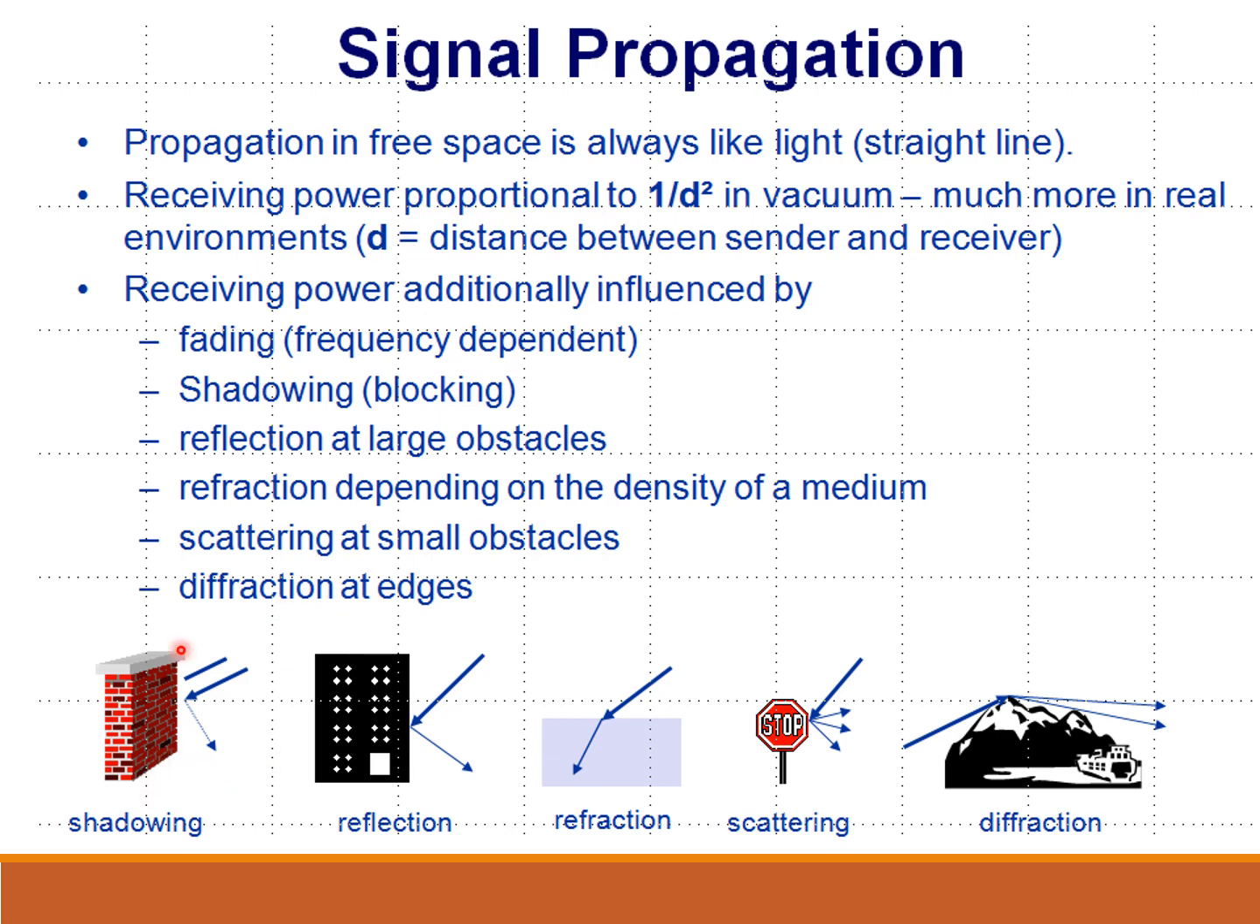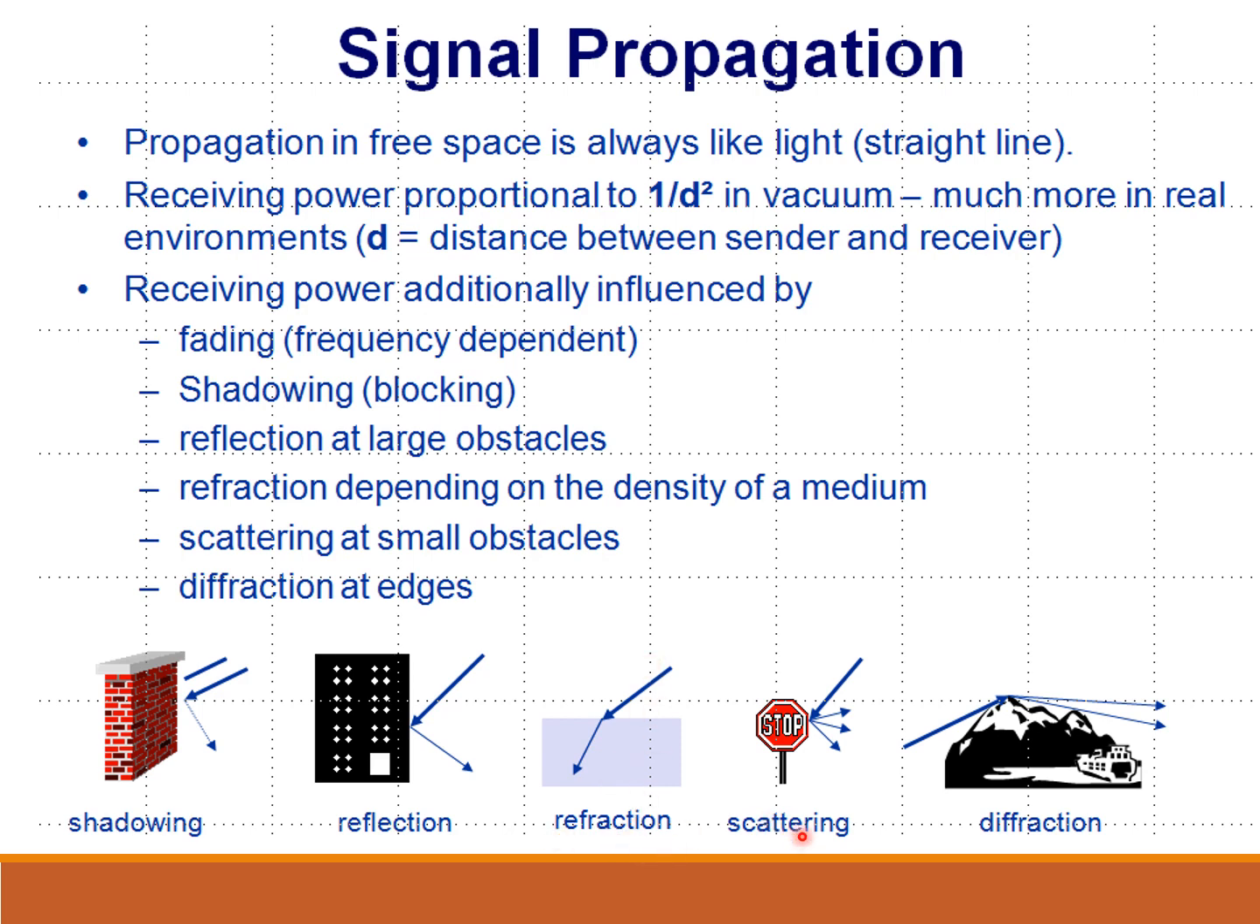Now look at this diagram. You have an object blocking the rays. This is called shadowing. Reflection: the wave impinges on a surface and gets reflected back. So this phenomenon is reflection. And you have refraction. That is, if I have different media with different refractive indices, the signal undergoes a bending effect. So that is shown here as refraction.